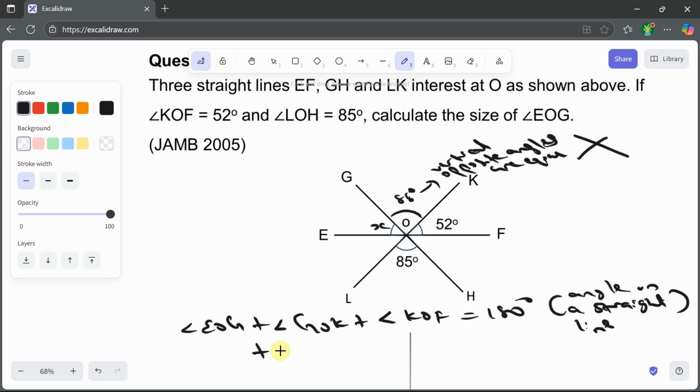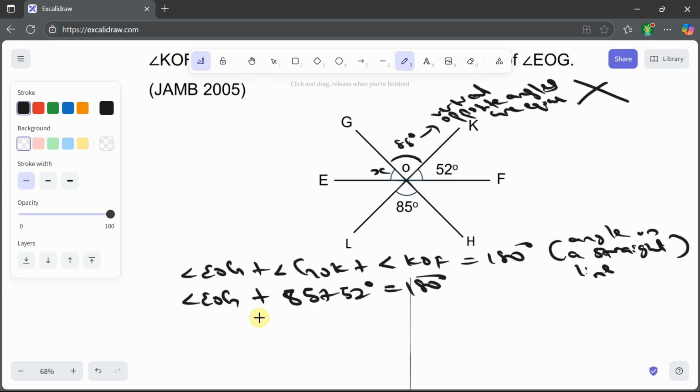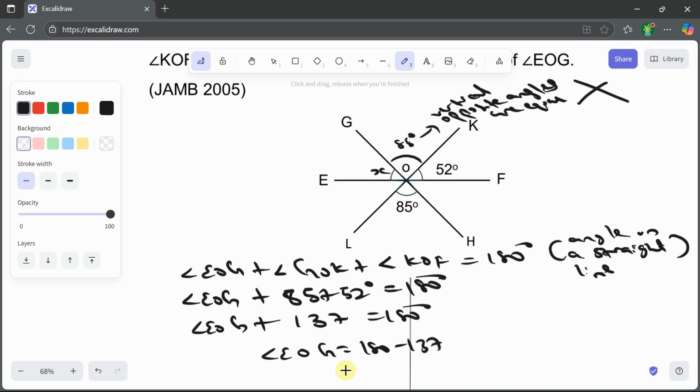So we know this one to be 85, and we know this one to be 52 degrees, and the sum is equal to 180 degrees. This is angle EOG. So 85 plus 52 is 137, and 137 plus angle EOG is equal to 180 degrees. So angle EOG will just be 180 minus 137, which gives 43 degrees.